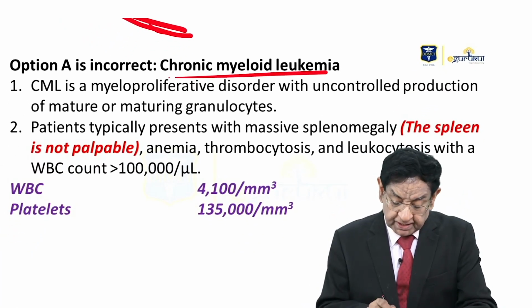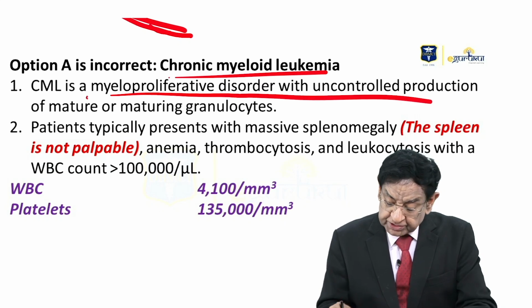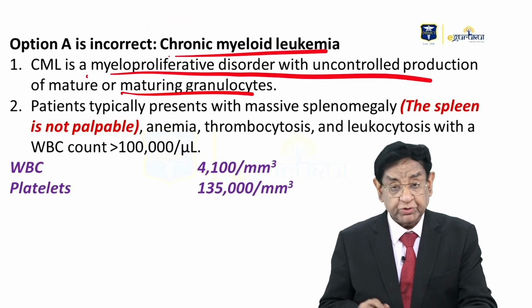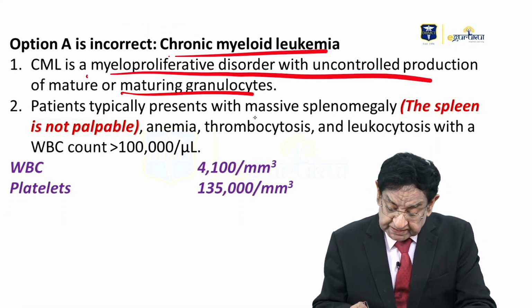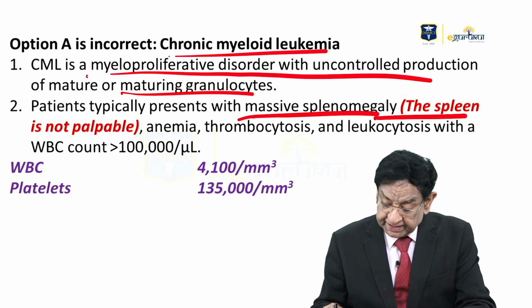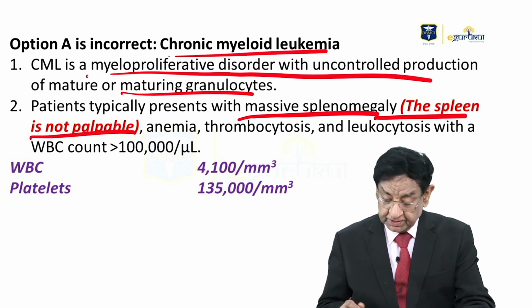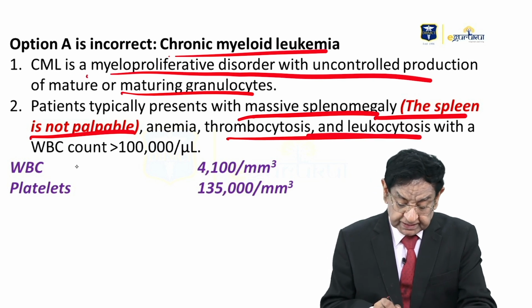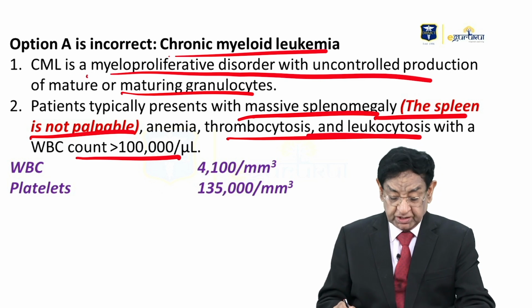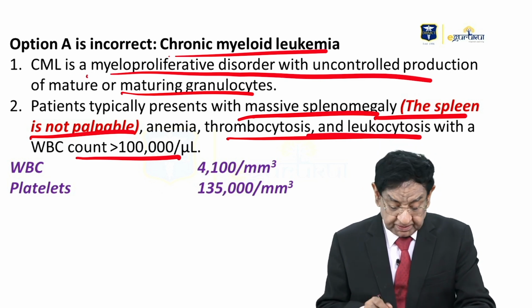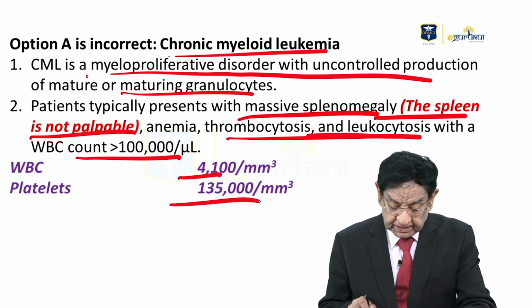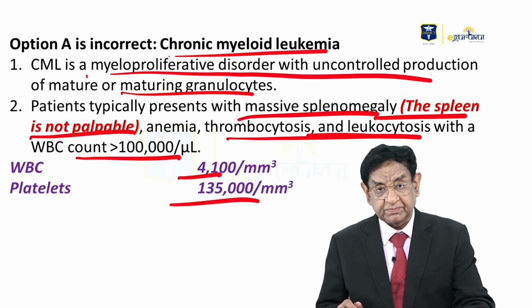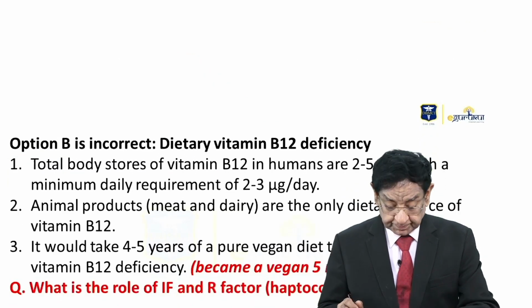Chronic myeloid leukemia is a myeloproliferative disorder of uncontrolled production of mature or immature maturing granulocytes, and massive splenomegaly is there. In our case, the spleen is not palpable. Moreover, we get thrombocytosis and leukocytosis. The WBC count may be as high as more than 100,000 per ml. But in our case, the WBC count is this, and the platelet count is about 135,000. So this is not CML.